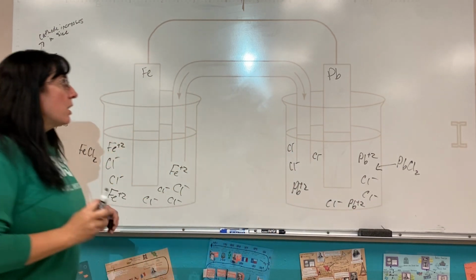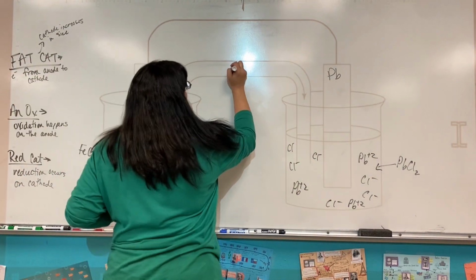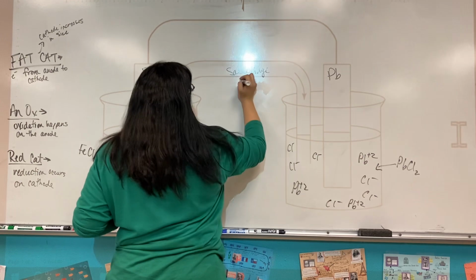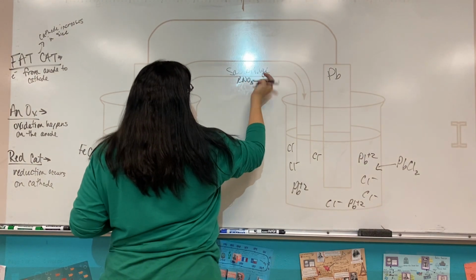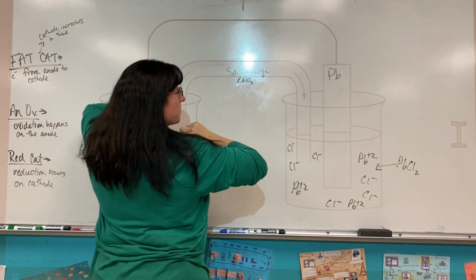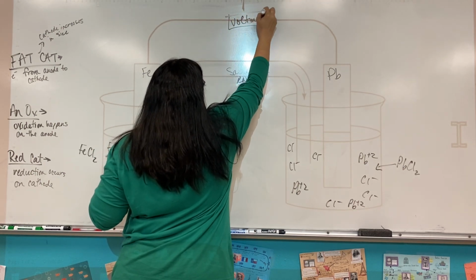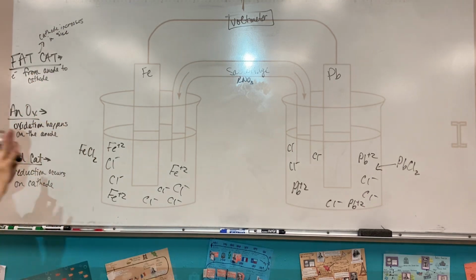Okay, and let's go ahead and say salt bridge. And we know it's going to be some type of potassium. Oh, it's going to be potassium nitrate. I just don't know which direction to put potassiums and nitrates yet. And you're going to have a voltmeter. All right, so this right here is just the basis.